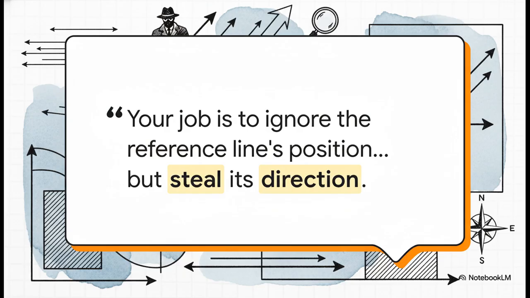You have to get this in your head. When we're given a reference line, we honestly don't care where it is on the graph. Its position is irrelevant. All we want from it is its direction. Think of yourself as a spy. Your mission is to extract one piece of intel, and one piece only. And that intel is the slope.